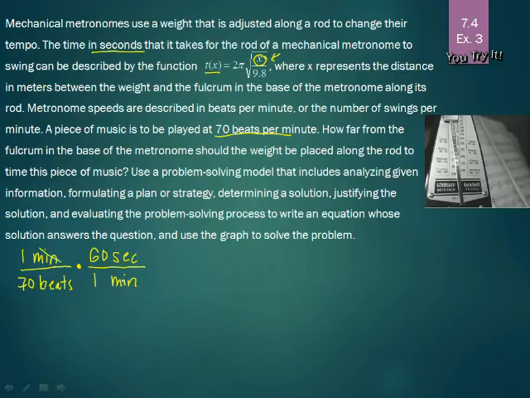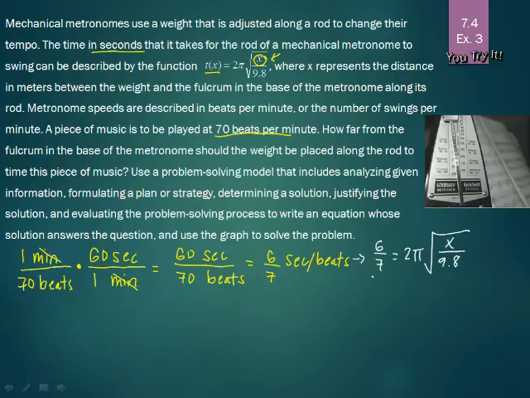And so then those units essentially cancel, and if you multiply straight across, 1 times 60 is just 60 seconds, and 70 times 1 is just 70 beats. And so we have 60 seconds per 70 beats. And if we simplify 60 divided by 70, that is the same thing as 6/7 seconds per beat. And so using that, we can plug that into our function for t of x, because now we have the time in seconds that is equal to t of x. So we can just say 6/7 equals our function.